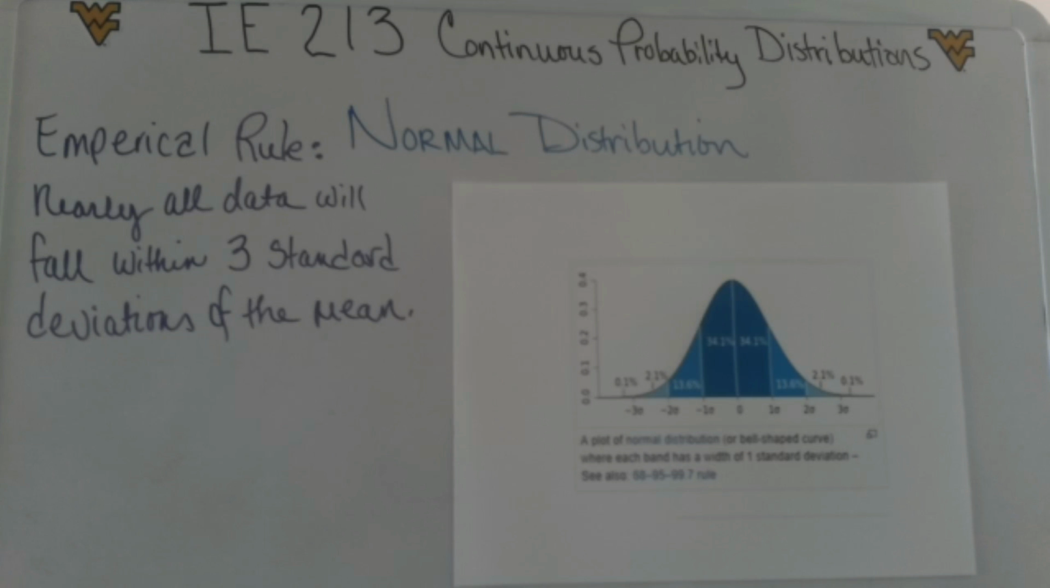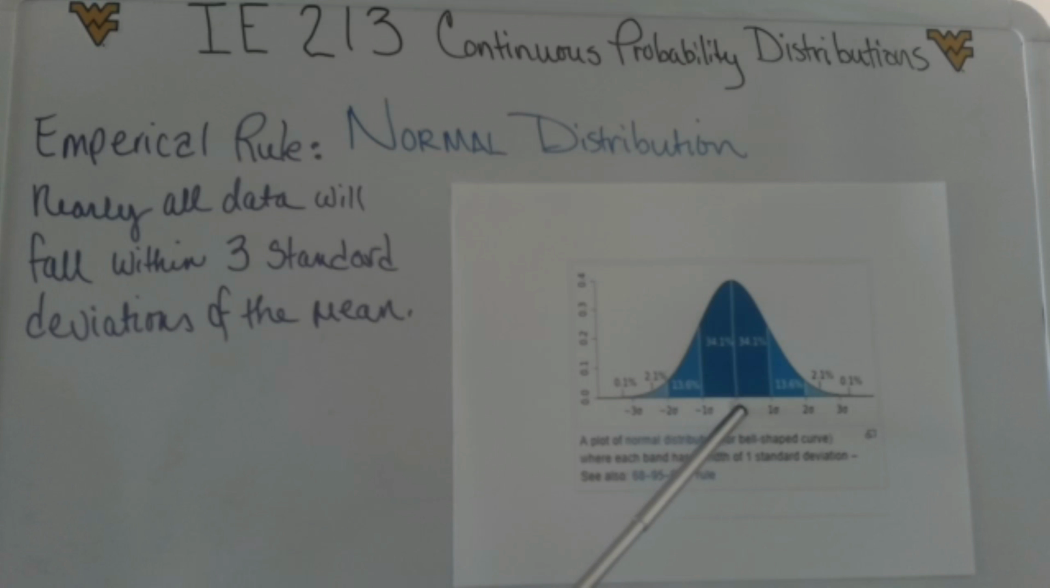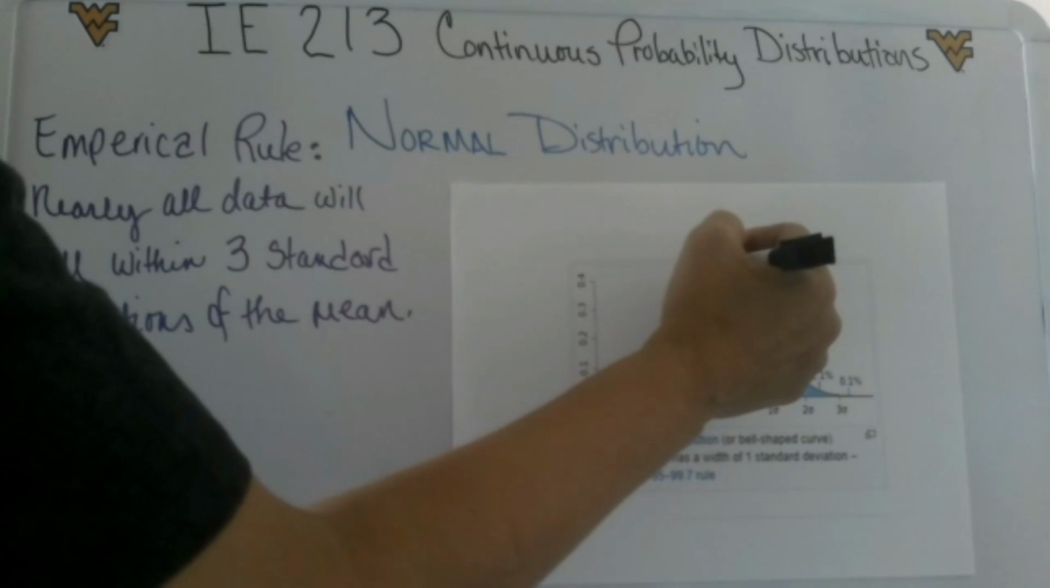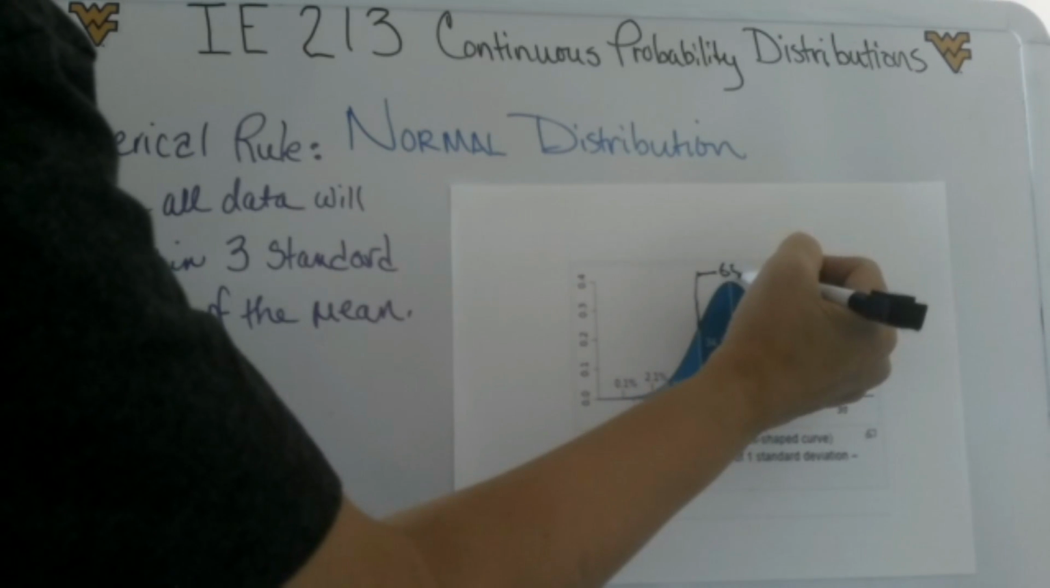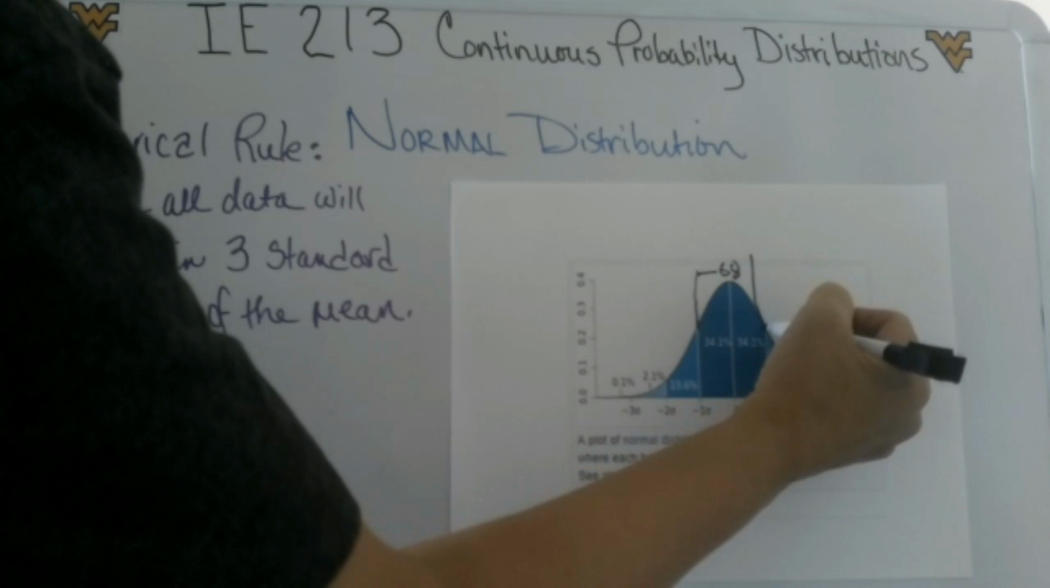This graph shows the empirical rule. The empirical rule states that nearly all data will fall within 3 standard deviations of the mean. So if you look at this curve, the dark blue is 1 standard deviation. So from the mean 0, that's 1 standard deviation, 1 standard deviation. And about 34% of the data is on each side. So within 1 standard deviation, you can say you've got 68% of the data.